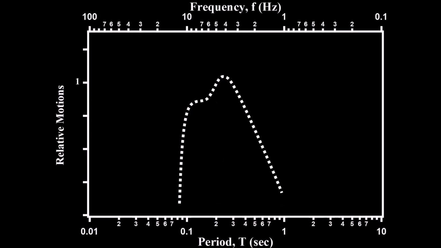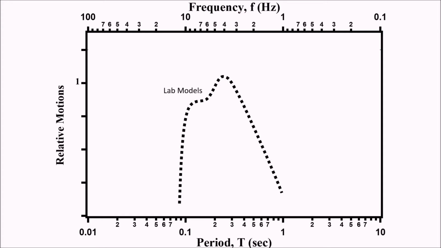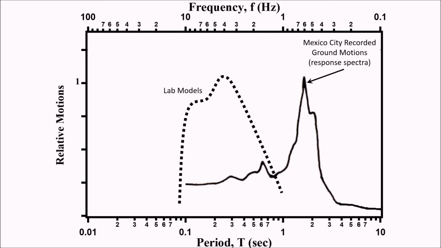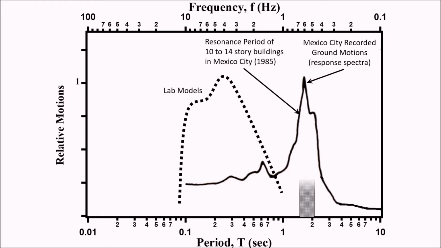Our lab models responded at higher frequencies than those produced in the Mexico City earthquake. However, most of the buildings that failed in Mexico City were 10 to 14-story buildings with resonant frequencies that matched those produced in the earthquake.